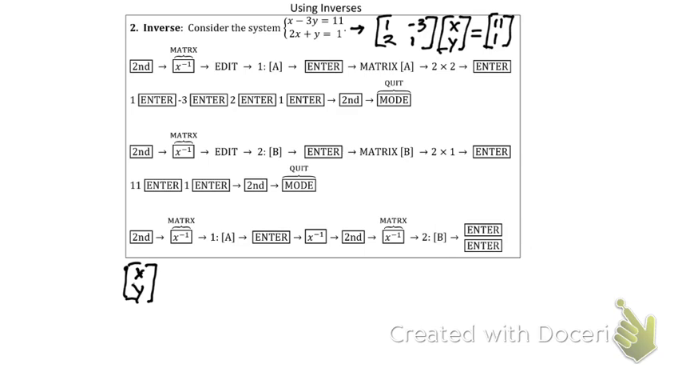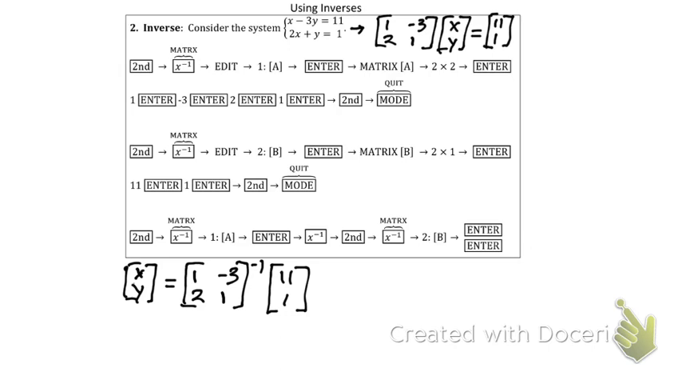But x and y actually equals our matrix 1, negative 3, 2, 1, and we're going to find the inverse of that. Then we're going to multiply that by that 11, 1. So we just need to type two different matrices in our calculator, matrix A and matrix B. Matrix A, I'm going to make a 2 by 2 matrix and put these numbers in. Matrix B, I'm going to make a 2 by 1 matrix and put these in. So that's exactly what we're going to do.